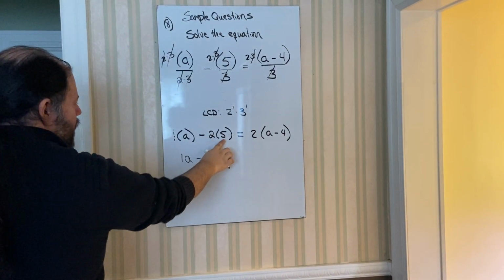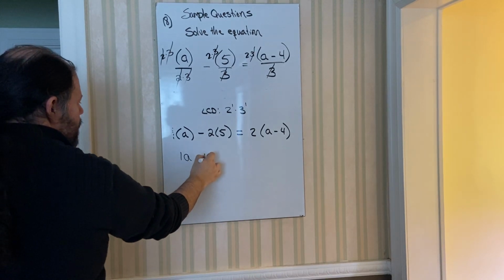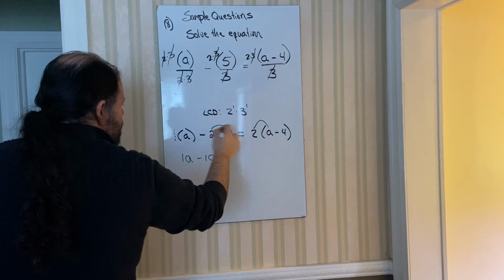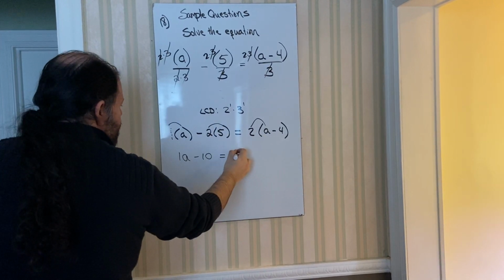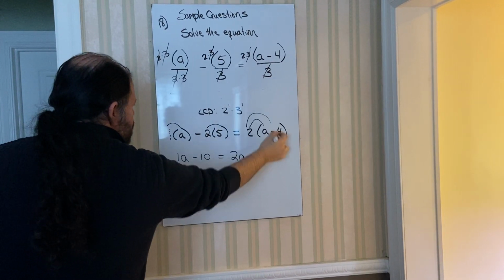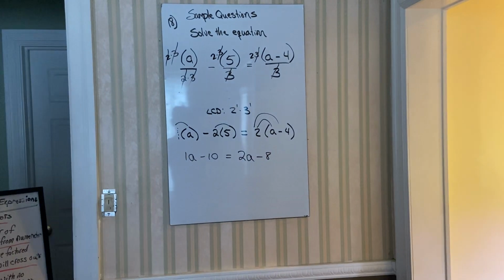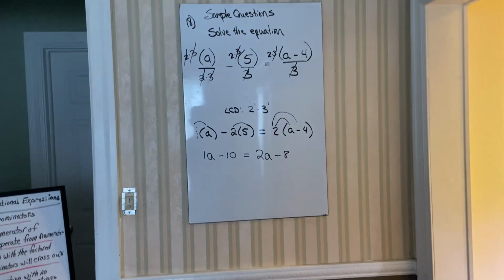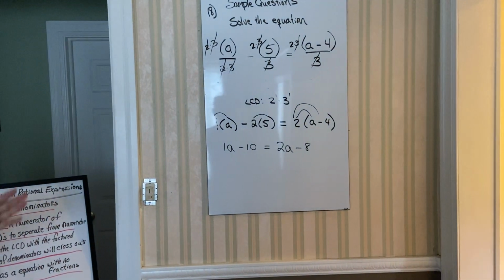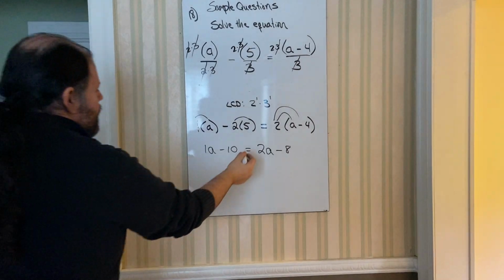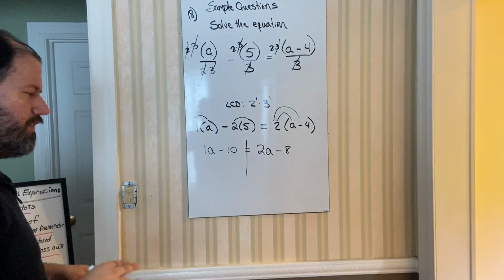Negative 2 times 5 is going to be negative 10. 2 times A, because we're distributing, 2A. And then 2 times negative 8, negative 8. Once you have this, we're going to split it so that you have a left-hand side and a right-hand side. So where the equal sign is, there's your half.